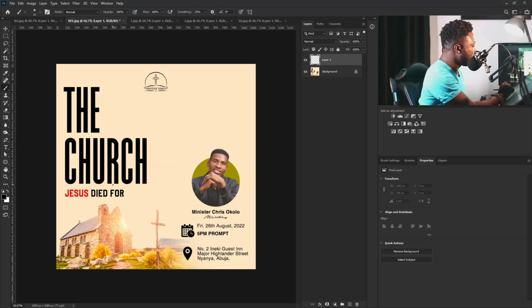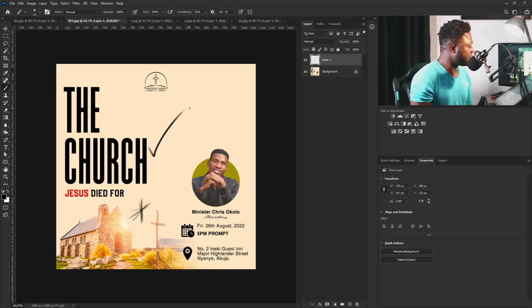I know the title of this project is saying the church Jesus died for. All right, I don't expect to see a church building, and I'll tell you why. I don't expect to see a church building because we can already see the name church here. So why do we have the church building? If you walk this way, you are not going to surprise your audience.